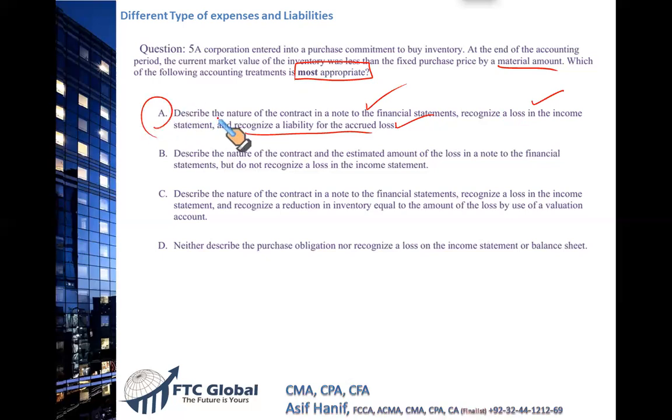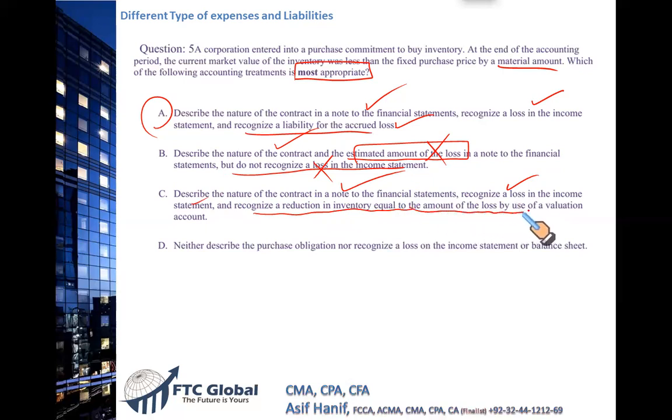Why not B, C, D? You should have good reason for rejection. Describe the nature of the contract, correct, and estimate the amount of loss. You don't need to estimate. The numbers are there. But do not recognize the loss in the income statement, wrong. We have to recognize it as a loss. Then describe the nature of the contract in the notes to financial statements. True. Recognize a loss in the income statement. True. Recognize a reduction in inventory equal to the amount of loss by use of a valuation account.